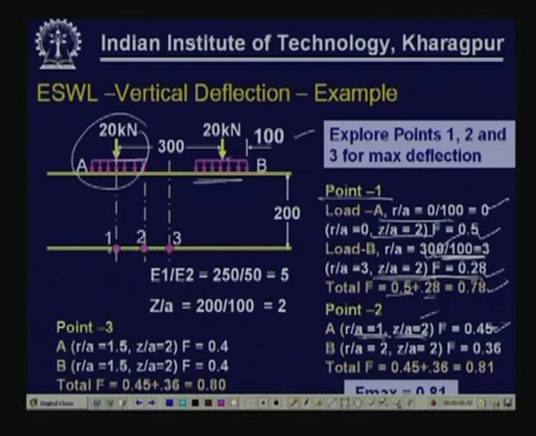The deflection factor due to B can also be similarly obtained. R by A is 2, Z by A is 2, deflection factor is 0.36. So, the total deflection factor is 0.45 plus 0.36, that is 0.81.